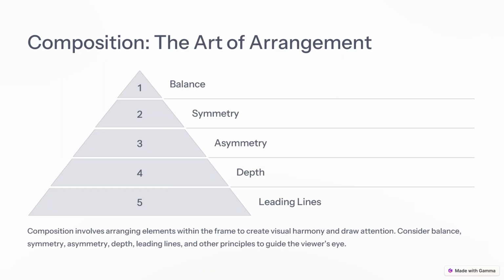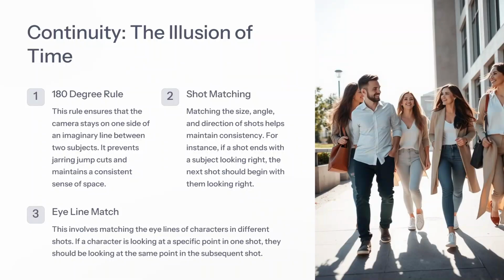So in other words, composition involves arranging elements within the frame to create visual harmony and draw attention. Consider balance, symmetry, asymmetry, depth, leading lines, and other principles to guide the viewer's eye. So also think of continuity. So this is the illusion of time. For example, the 180-degree rule. This rule ensures that the camera stays on one side of an imaginary line between two subjects. It prevents jarring jump cuts and maintains a consistent sense of space. So that's the 180-degree rule.